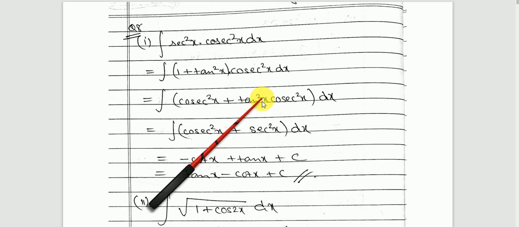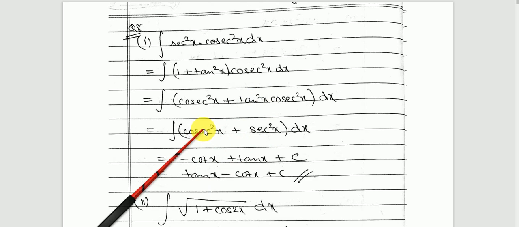So you will be left with 1 upon cos square x, and that 1 upon cos square x can be written as sec square x. So here you got two terms, and you know the integration of both the terms. So you should write them separately, and then integrate, or you can write them directly also, no problem.